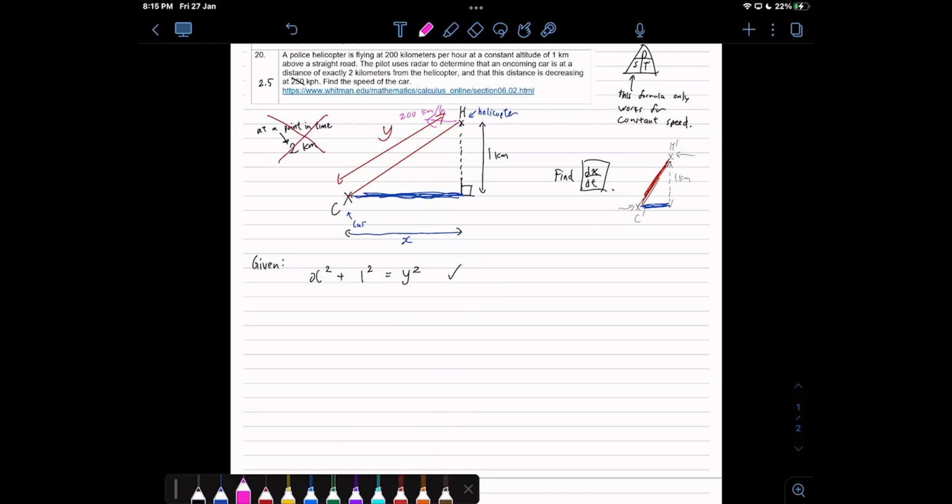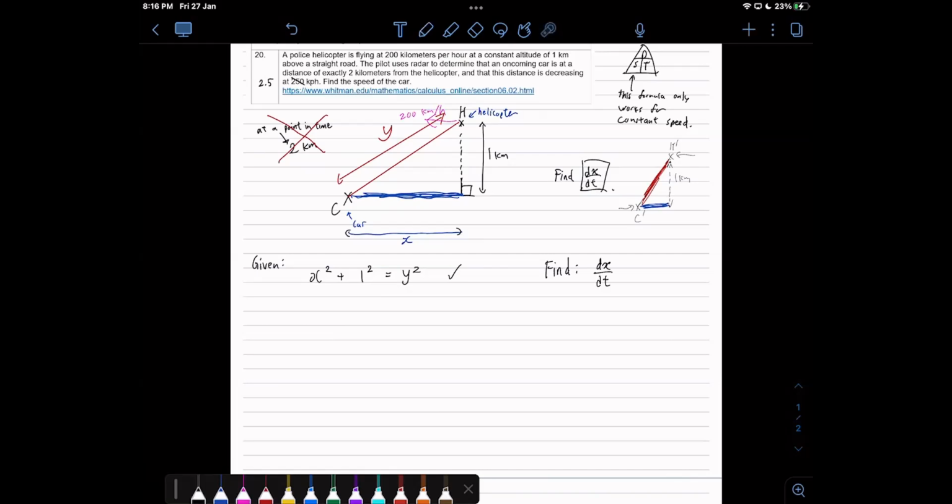What else do we know? We know that the car is also traveling. It's probably going the opposite direction of the helicopter. Then this is traveling at a certain rate. Okay, they didn't tell us what is the rate that is changing. So it's the dx by dt we're trying to find. Let me just write this down. Want to find dx by dt.